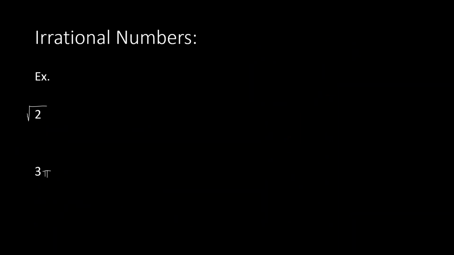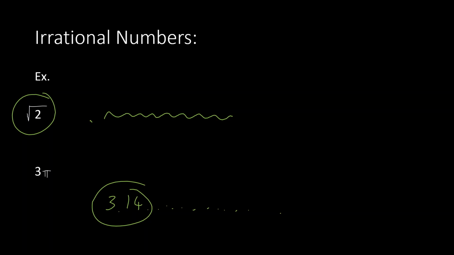Finally, we have irrational numbers. Irrational numbers cannot be expressed as fractions because they go on and on and on. If we have the square root of 2, and you put that in a calculator, you get a decimal that just goes on and on, and it cannot be expressed as a fraction. Also, we all know that pi is 3.14, and it keeps on going. That's why we just call it 3.14. But 3 times pi is basically multiplying this humongous number by 3, and it still cannot be expressed as a fraction. So that is why it is an irrational number.